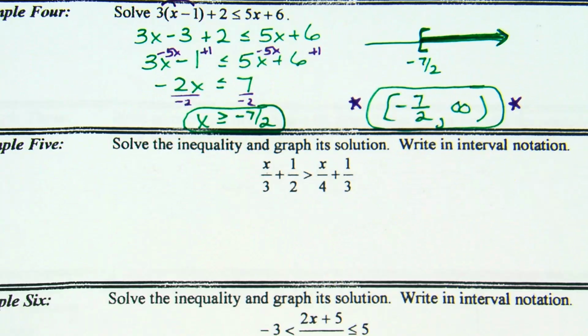Okay, example 5. We've got 2 more to get through. I can do this. We're good. Solve the inequality and graph its solution. Write in interval notation. So here's the full directions. Not everyone's going to start this way, the same way, but I'm going to ask you, how do I get rid of the fractions?